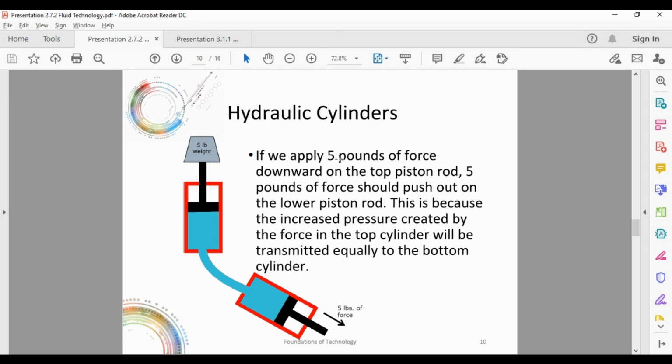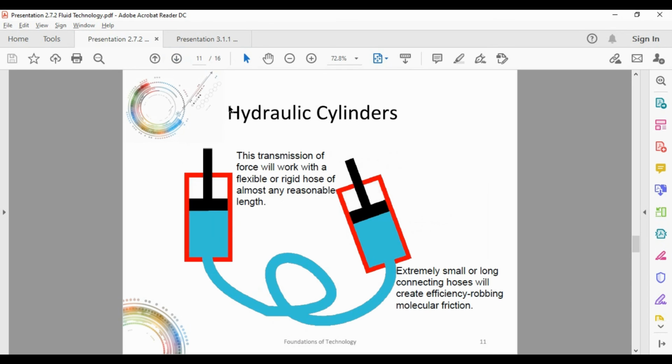If we apply 5 pounds of force downward on the top piston rod, 5 pounds of force should push out on the lower piston rod. This is because the increased pressure created by the force in the top cylinder will be transmitted equally to the bottom cylinder. This transmission of force will work with a flexible or rigid hose of almost any reasonable length. Extremely small or long connecting hoses will create efficiency-robbing molecular friction.